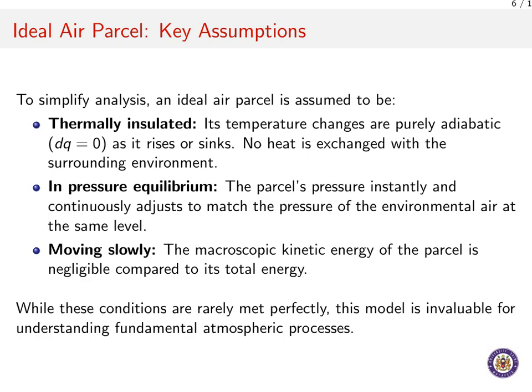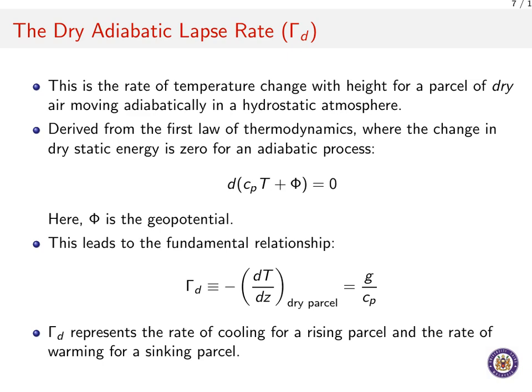However, this idealized model is an invaluable tool that helps us understand some of the most fundamental processes in our atmosphere. Let us explore one of the most fundamental concepts in atmospheric science, the dry adiabatic lapse rate. We represent this with the symbol gamma sub d. This is the specific rate at which a parcel of dry air cools as it rises or warms as it sinks, all without exchanging any heat with its surroundings.